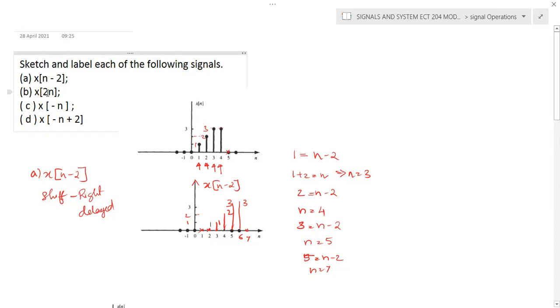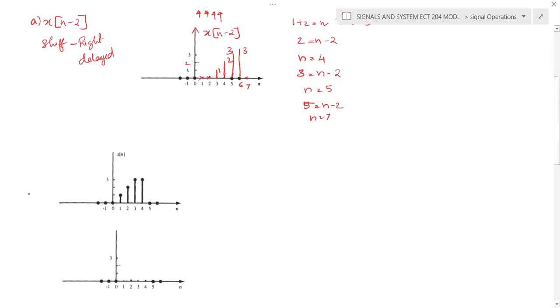Second problem is x of 2n. So we need to find x of 2n and plot the signal here. For that we can evaluate each point. The first index 0 will be transformed to 2n, that is n equal to 0, so the same value. Next, n equal to 1. That 1 will be converted into 2n, so n becomes 1 by 2.